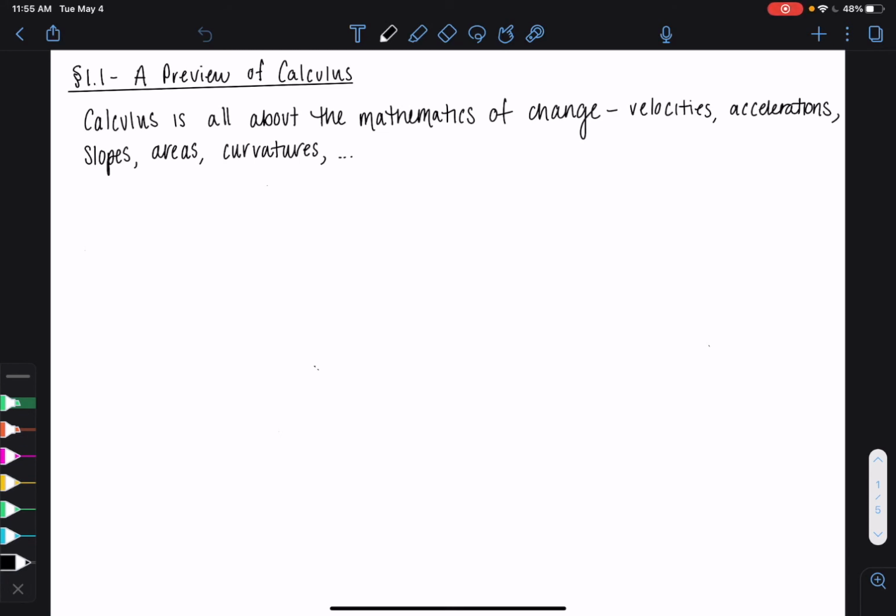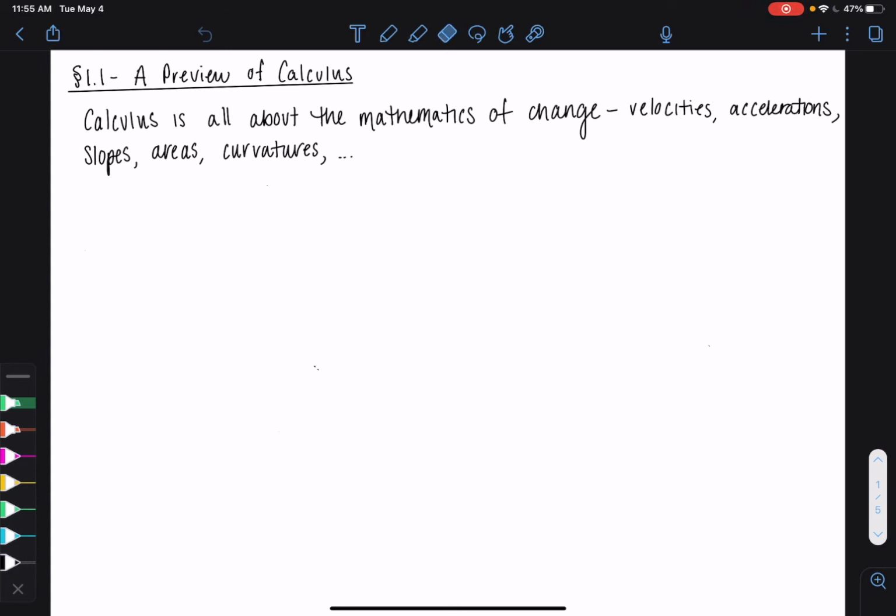So before we even begin to talk about calculus concepts, we're going to start with a preview. So what is the purpose of what we're doing? Why do we need to go through all this stuff? And what kind of questions are we going to solve?